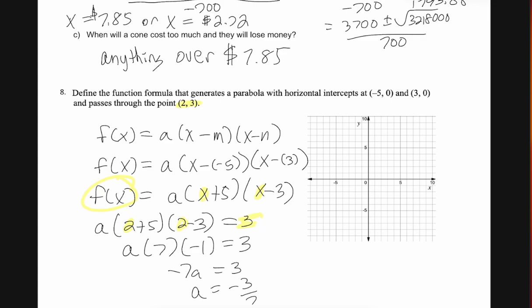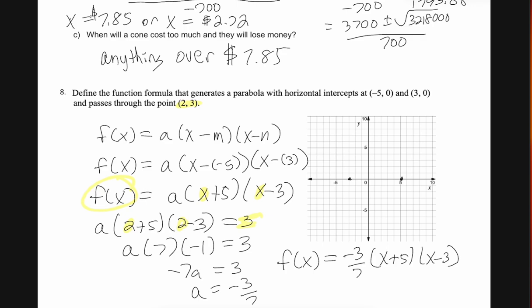Okay. So what's our equation? Let's fill in everything we know. Our a now we know is -3/7. We have the x plus 5 and the x minus 3. And then graphing is very easy. We just go to -5. We go to 3. Smack dab in the middle of those things is -1.